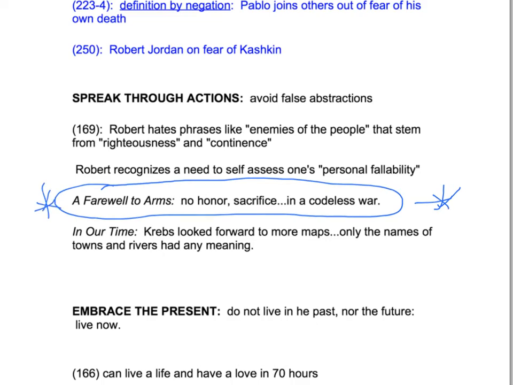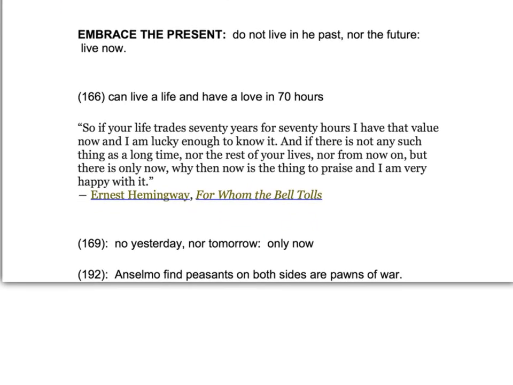Let's look at some more code principles. Embracing the present. Do not live in the past nor the future. Live now. Commit yourself to the now. As we said, he had 70 hours. So if your life trades 70 hours, he ruminates, I have that value now, and I am lucky enough to know it. And if there's not any such thing as a long time, nor the rest of your lives, nor from now on, but there is only now, then now is the thing to praise. And I am very happy with it. So embracing the moment that he has now and not longing for the victory, a Republican victory, or longing for life with Maria after the war.